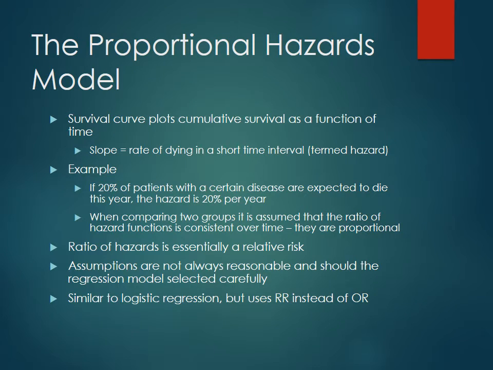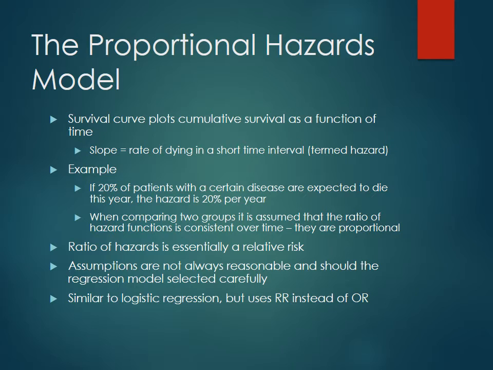So again, when you're looking at the survival curve plots, it's looking at cumulative survival as a function of time. So that slope is basically the rate of whatever your event is that's happening here. In this case, it would be the rate of those febrile seizures occurring in those patients who either received diazepam or didn't. It could be the rate of dying in a short time interval, which can frequently be termed hazard as well. So that's where the hazard model comes from.